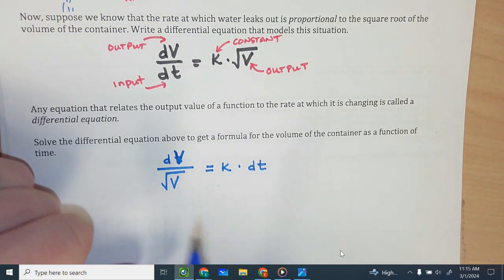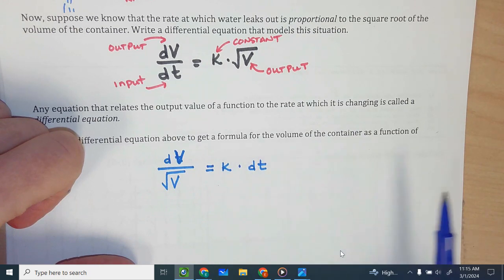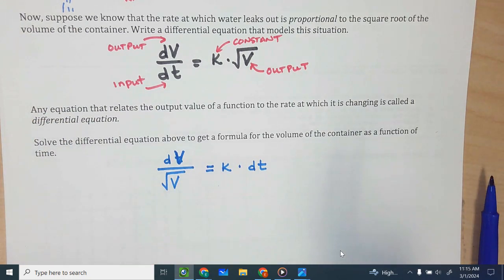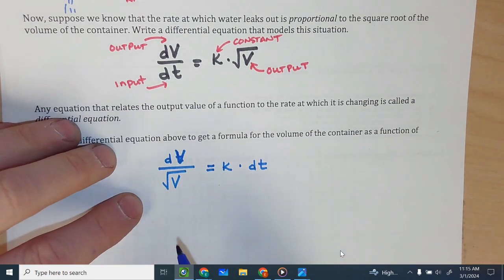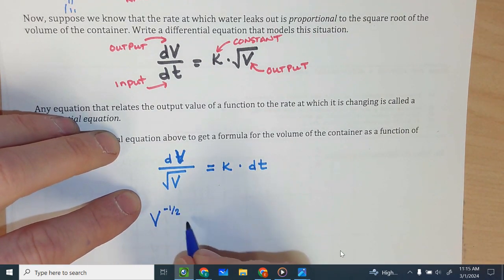Okay, so that's step one. See how the v's are over here and the t's are over here. Now the next step, I want to clean this up just a little bit. I'm going to move the v into the numerator, and it would have an exponent of negative 1/2.